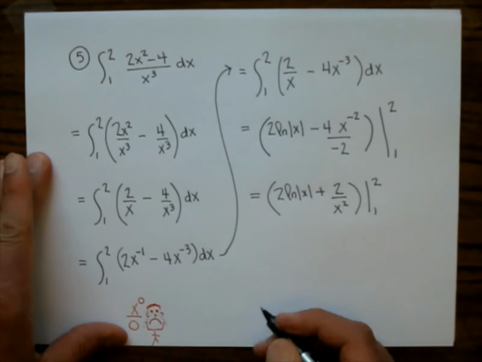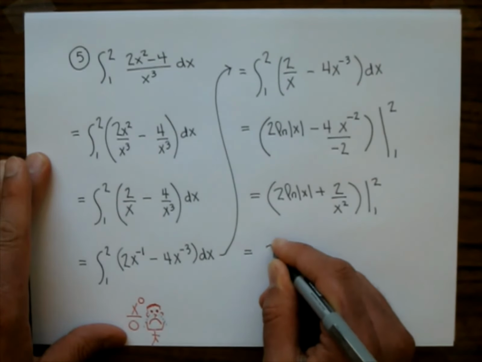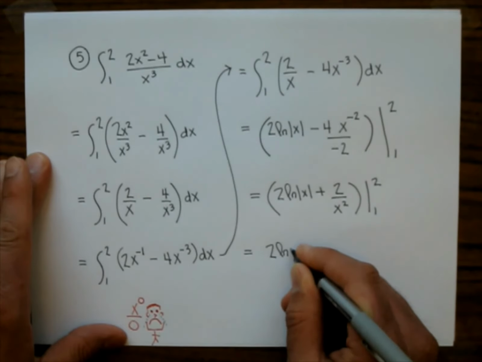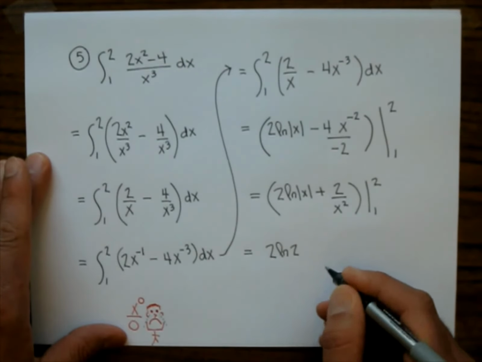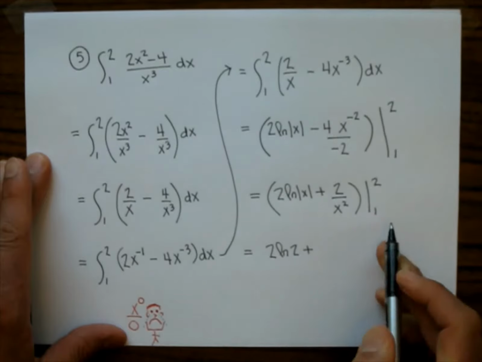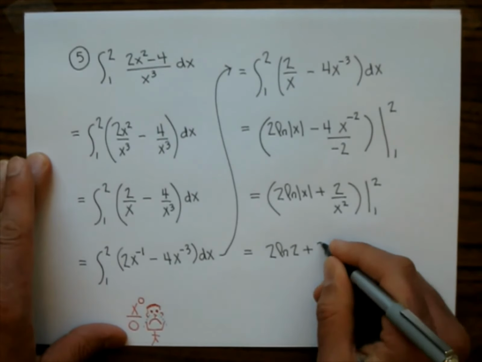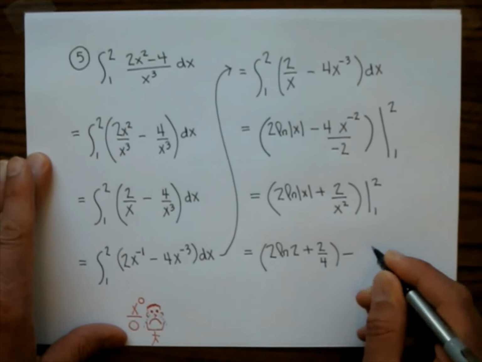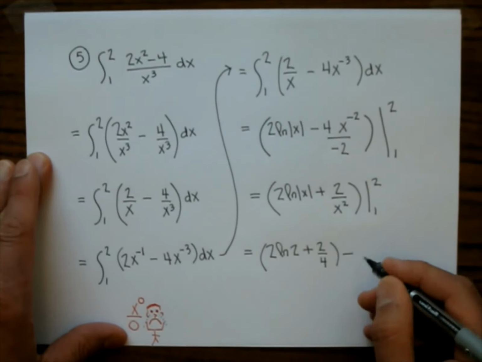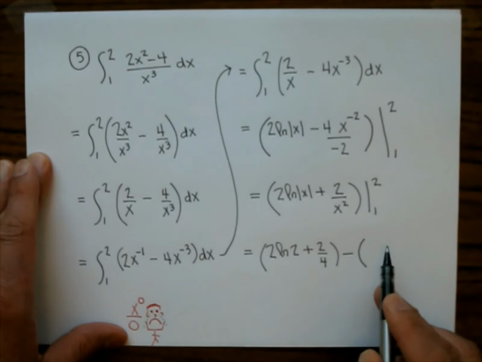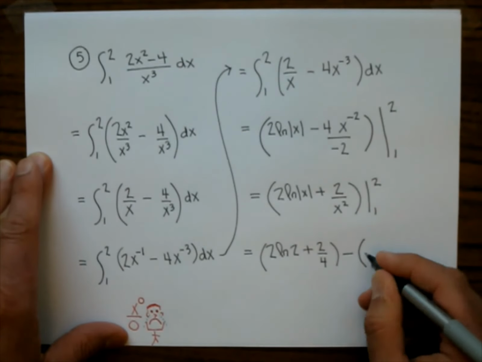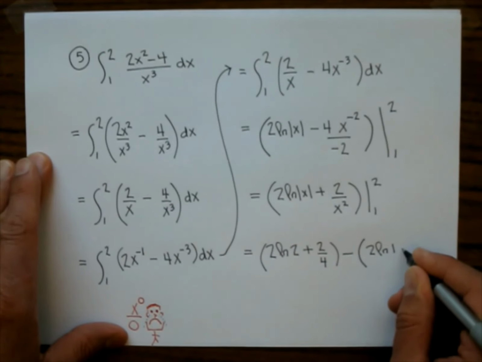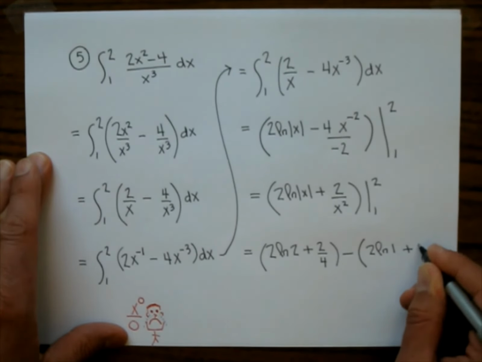Okay, I put 2 in for x. When I put 2 in for x, I get the absolute value of 2, which is 2. So this is 2 ln 2, and then we have plus 2 over 4. Then minus, that's the fundamental theorem of calculus working here. I'm finding a displacement. And then I put 1 in there, so this is 2 ln, absolute value of 1 is 1, and then we have plus 2.